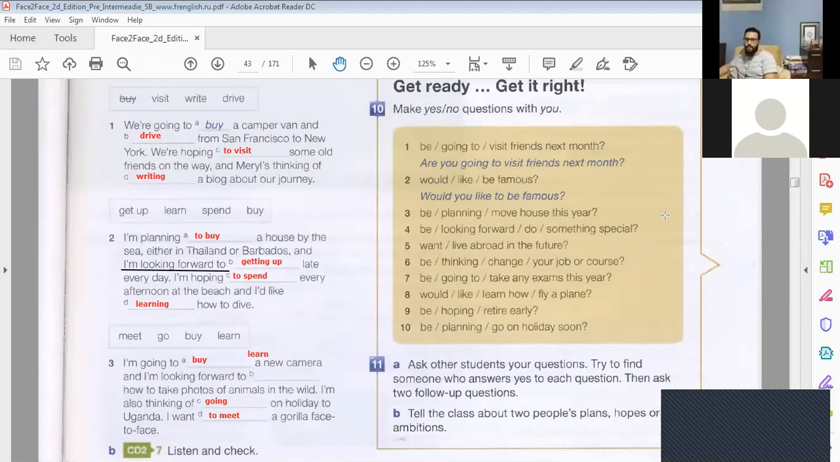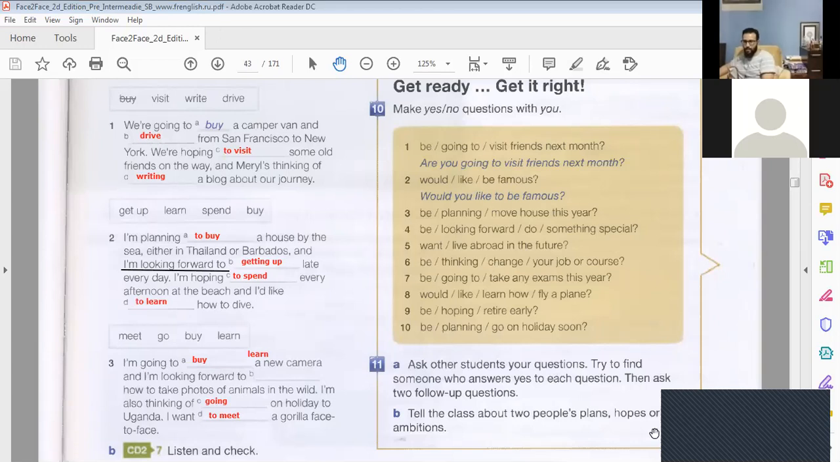All right? Okay. Yes, let's continue. I'm hoping to spend every afternoon at the beach, and I'd like to learn how to dive. To learn. Right. Why did we use to learn here? What's before it? What did we use before it? I'd like, which means I would like to learn. I'd like to learn. All right, good.